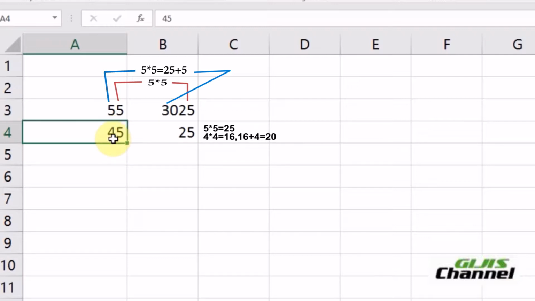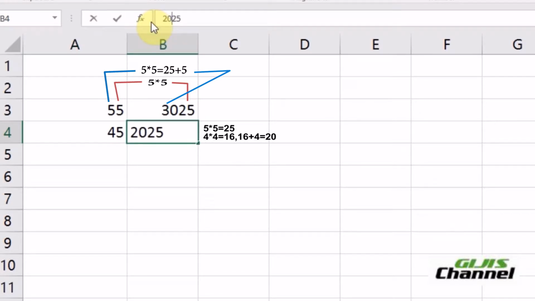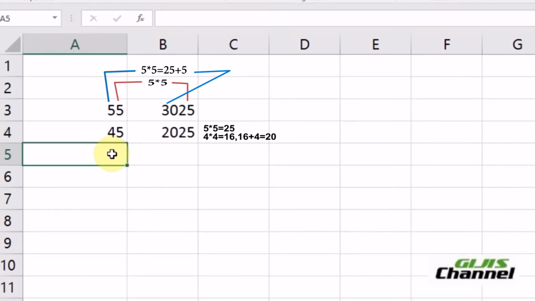So 16 plus 4 is 20. So the answer is 2025. Okay, let's look at different examples.